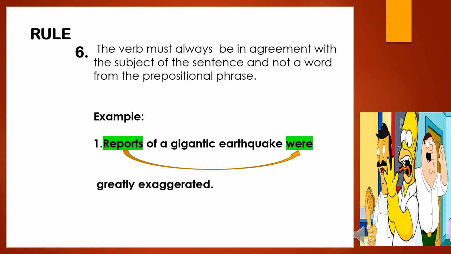Six, the verb must always be in agreement with the subject of the sentence and not a word from the prepositional phrase. For example, reports of a gigantic earthquake were greatly exaggerated. Now the head subject reports is in agreement with its verb were. Of a gigantic earthquake would have been here the prepositional phrase within this sentence. Did you get that? I trust you did.